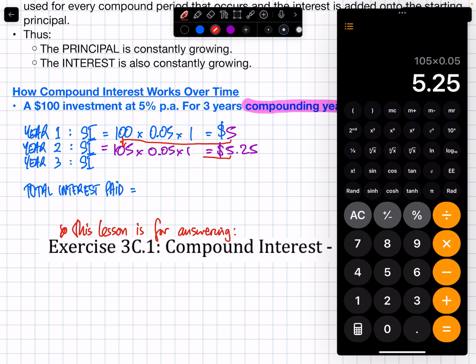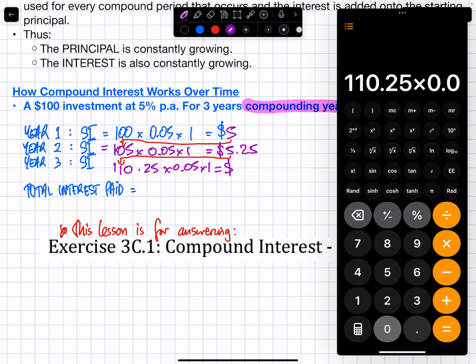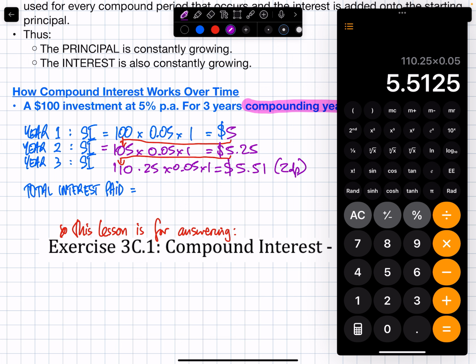What is the difference between simple and compound interest? That interest is added on to what you had at the end of the last year. So now it's $110.25. I think so. Just let me check. Plus 105. Yeah, $110.25. Work out what 5% of that is. Times by 0.05. So in the last year of this 3-year arrangement, you're going to earn $5.51 to 2 decimal places.